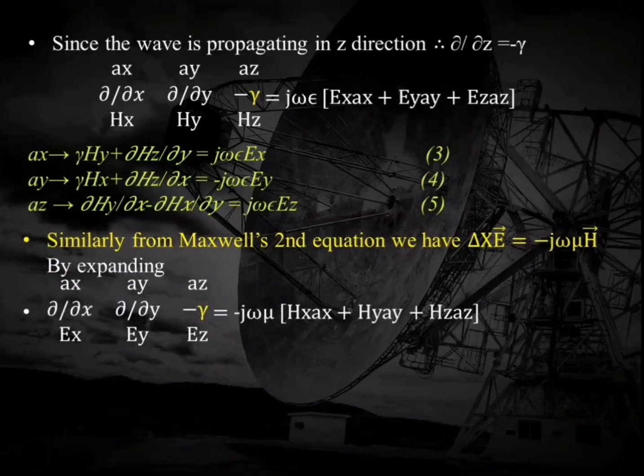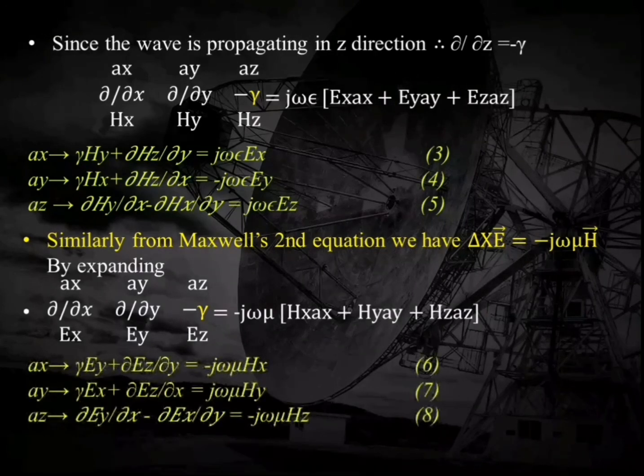Similarly, for the second Maxwell equation, that is del cross E is equal to minus j omega mu of H, we will solve it again in a similar fashion, and we will again get the coefficients of Ax, Ay and Az on both left and right hand side, which are shown over here in the equations 6, 7 and 8.